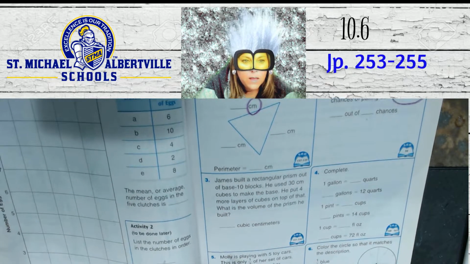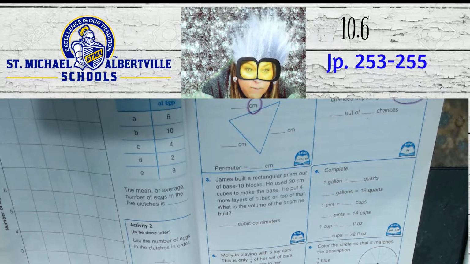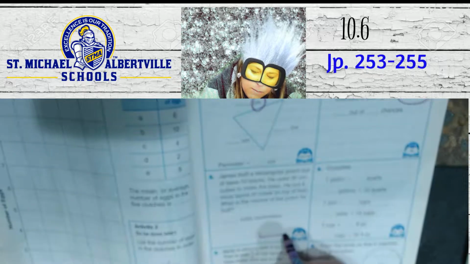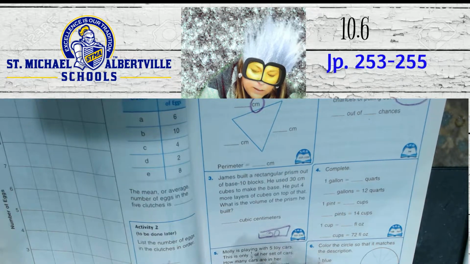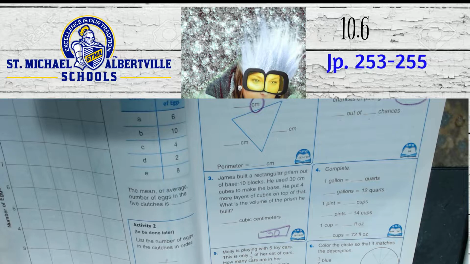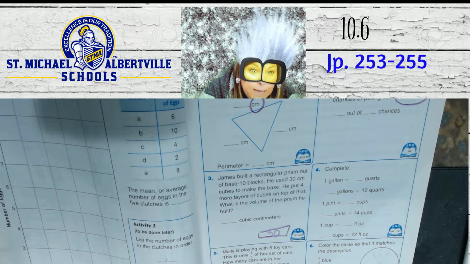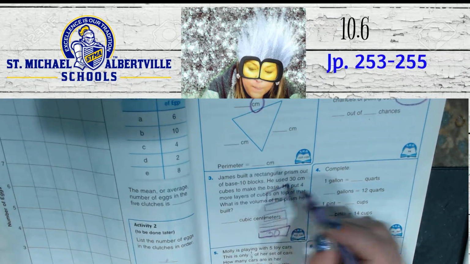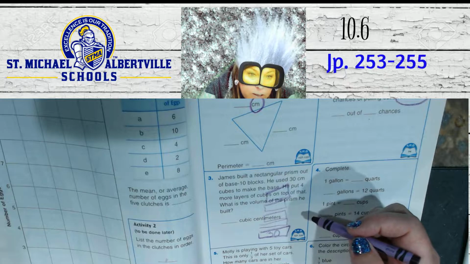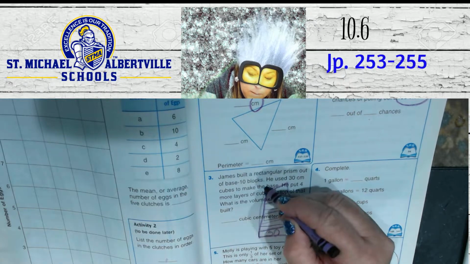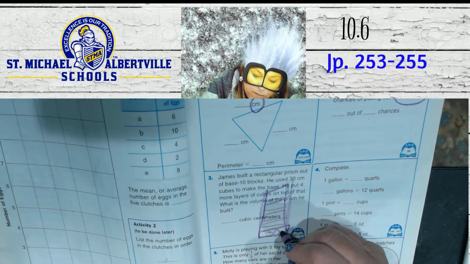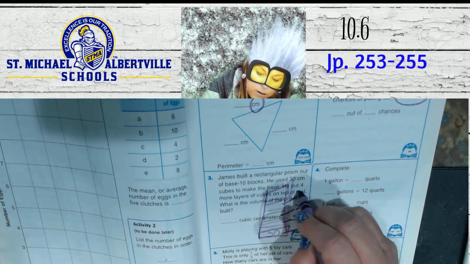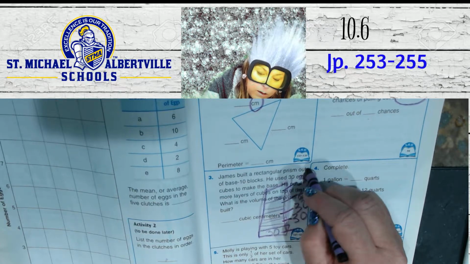All right? James built a rectangular prism out of base 10 blocks. He used 30 cubes to make the base. That means on the bottom, he had 30 cubes down here. Then he put 4 more layers on top: 1, 2, 3, 4. Each of the layers had the same amount because it's going to make a prism. So we had 30 on the bottom, then we have 30, 30, 30, 30.